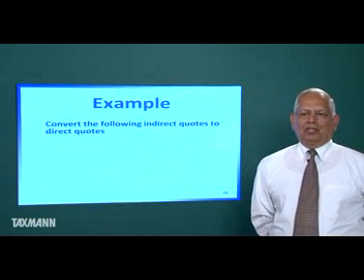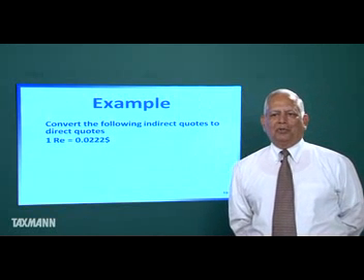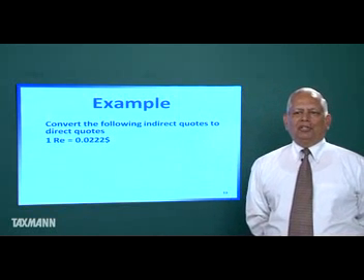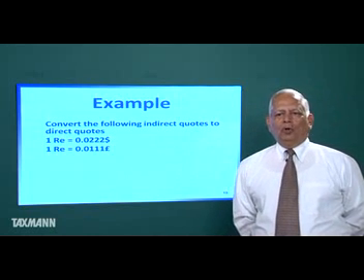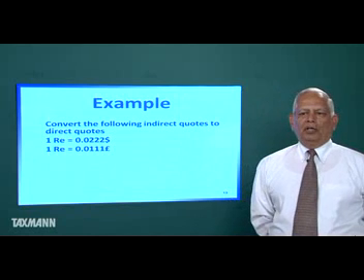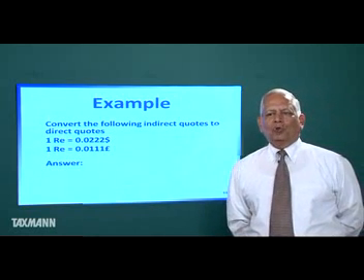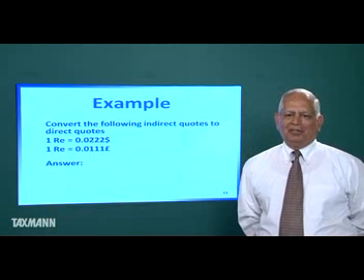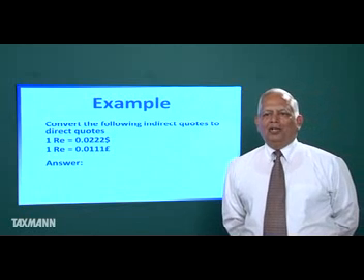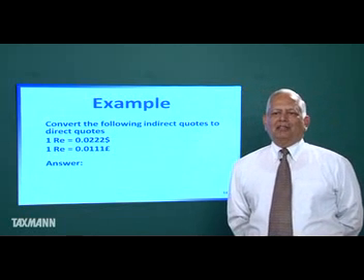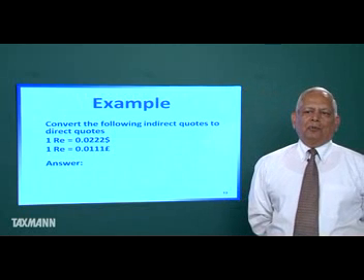Let's have one more example. Convert the following indirect quotes into direct quotes. We are given 1 rupee is equal to $0.022, 1 rupee is equal to 0.0111 pound. So we have to convert these quotes into direct quotes. That is, in the first case, we have to find the value of $1 in terms of rupees. In the second case, we have to find the value of 1 pound in terms of rupees.